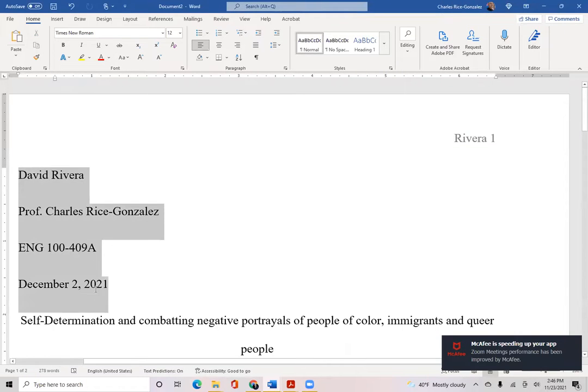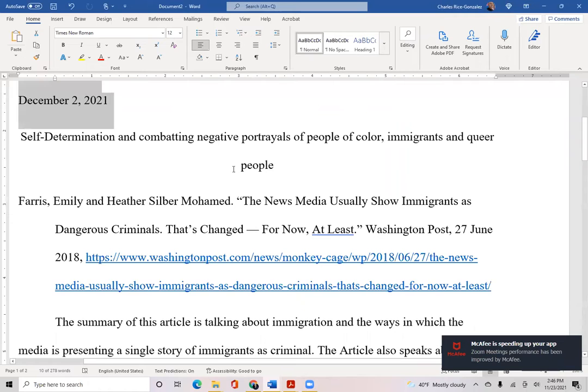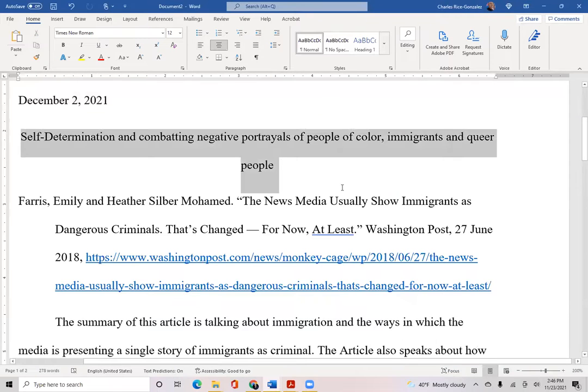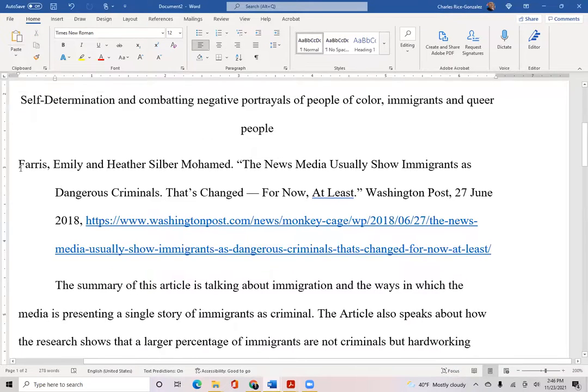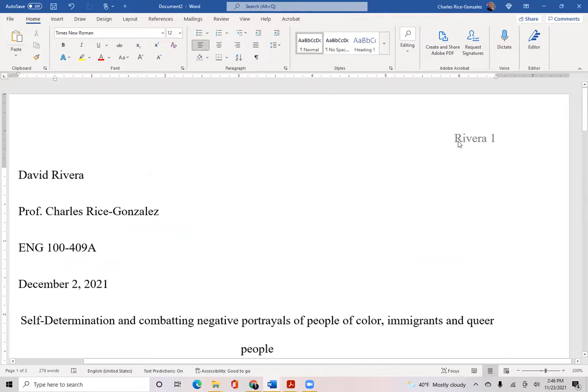So when you submit your papers, you should have this formatting. You should have a title to it. Go right into your annotations. Make sure the page number is there, and that's the basic formatting.